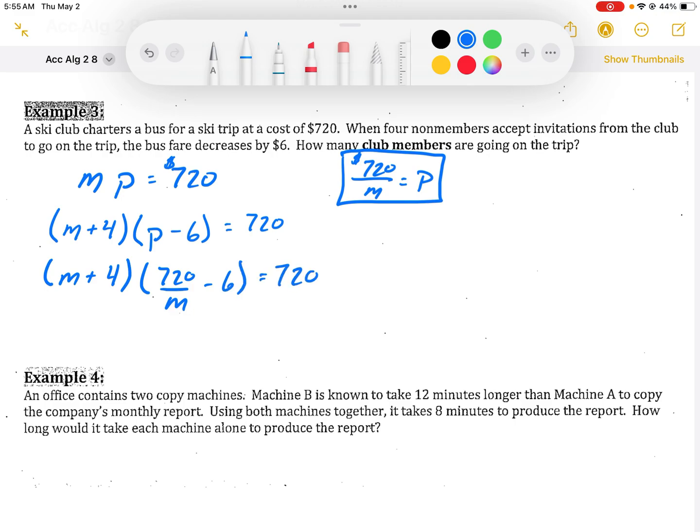Now if we go ahead and FOIL the left-hand side here, we'll have 720 plus 2880 over M minus 6M minus 24 equals 720. And now we're going to clean this up. If we subtract 720 from both sides, they cancel out. So we're left with 2880 over M minus 6M minus 24 equals 0.